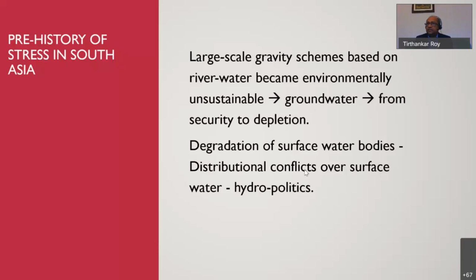From the time that this impounding model died a natural death, the last big one was created in Narmada Valley, and we know what kind of political problems it created for almost 20 years. Water delivery then shifted towards groundwater, leading now to a story of increasing depletion rather than insecurity. But there is also the other big story about hydropolitics between states, between nation states, over surface water bodies, over river water.